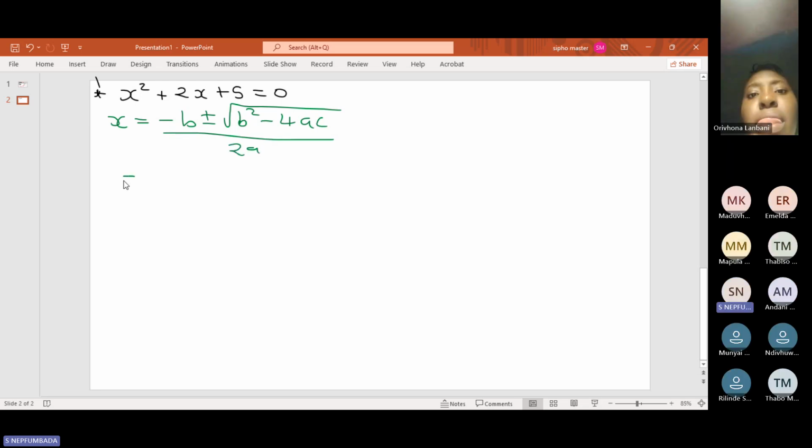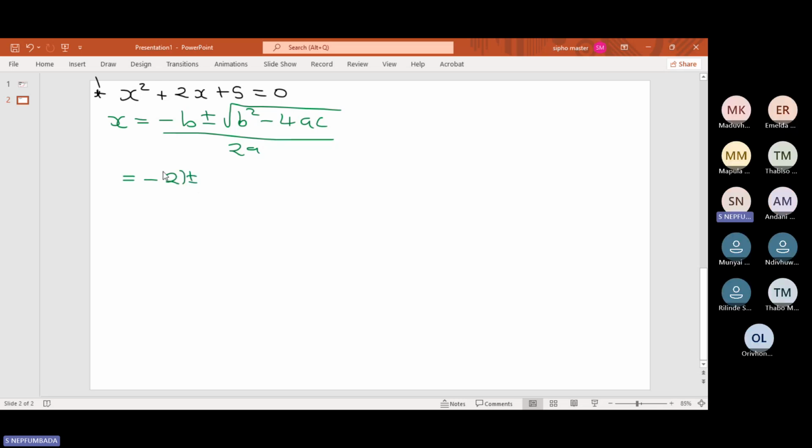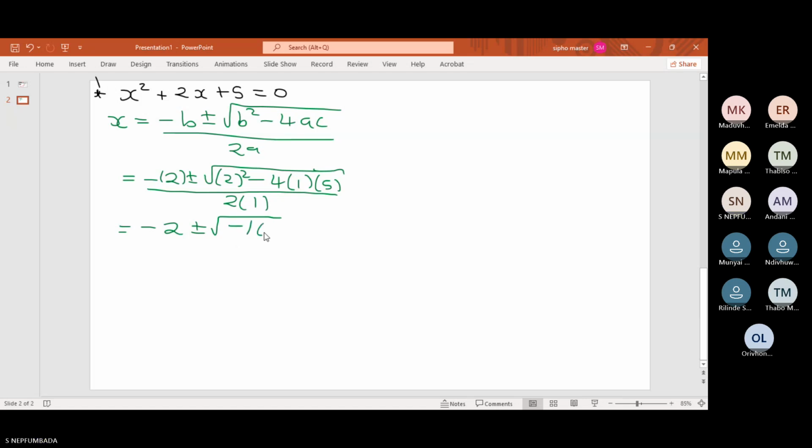Whereby when we substitute, we will have minus 2 plus or minus. We can plug these two in the brackets, in the way that when we meet a negative, we must also put it in the bracket. 2 to the power 2 minus 4, our a is 1, our c is 5. Then divided by 2 times our a, which is 1. Then we are going to press the calculator on everything that is inside the square root, and we get negative 16. Then divided by 2 times 1, which is 2.